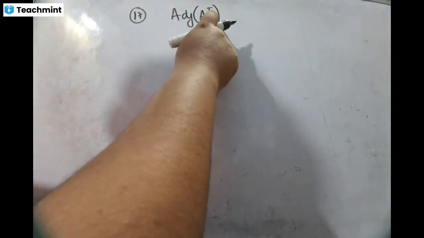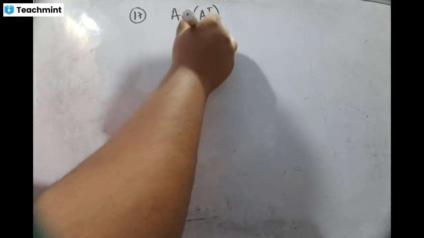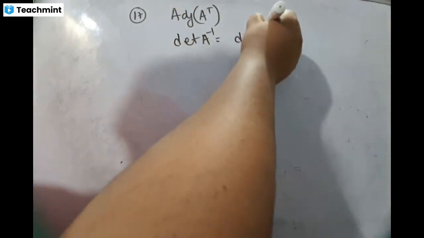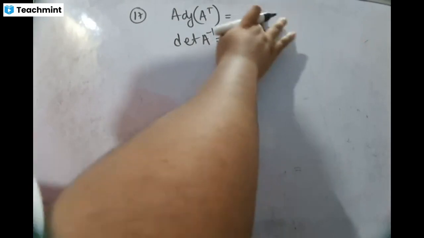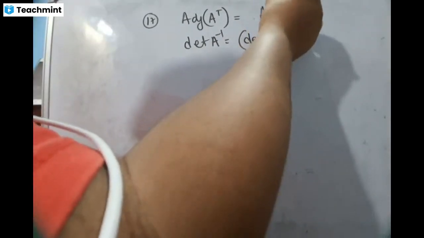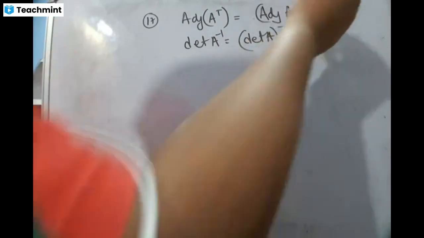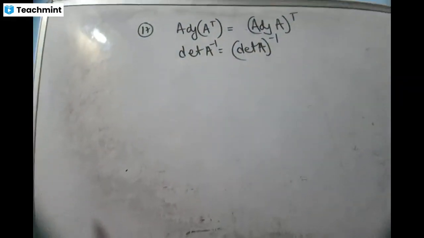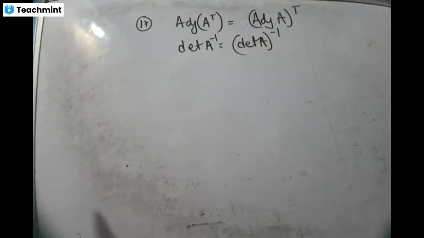So question number 17. The question is, if A is an invertible matrix, invertible means the inverse exists, then they are asking us what is the value of adjoint of A transpose. So same as inverse, the transpose comes out. Like see, what is determinant of A inverse? The inverse comes out, isn't it, determinant of A to the power minus 1. Similarly, adjoint of A transpose, the transpose comes out: adj A whole to the power T.